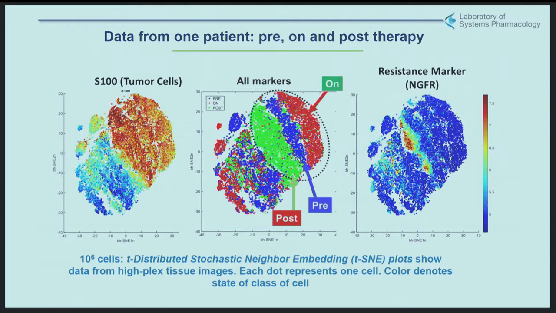One thing we see consistent with single-cell sequencing data that Aviv and colleagues have done is that the resistance mechanisms that come up are fractional. So here, one of the known pathways involves NGF. And in this single patient, it actually is only about a quarter of all the cells in the single resection that have that one resistance mechanism.